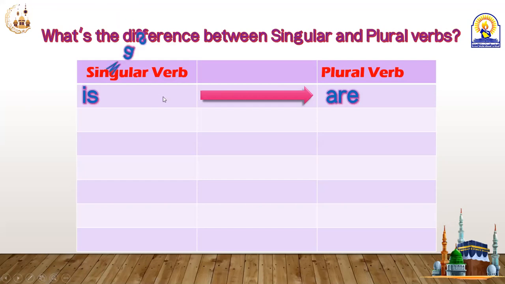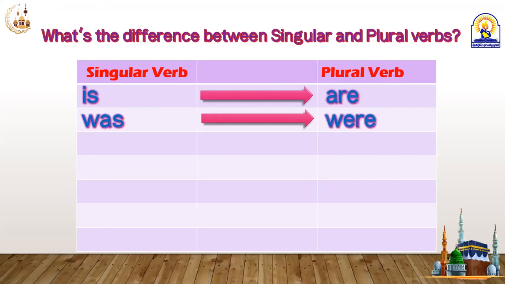What about was? He was, she was, it was. The plural, were: you were, we were, they were. Has, this is a singular verb. After he, she, it, we use has. Plural, have. After we, after you, after they, we use have. So has is a singular verb. Have, this is plural, okay?